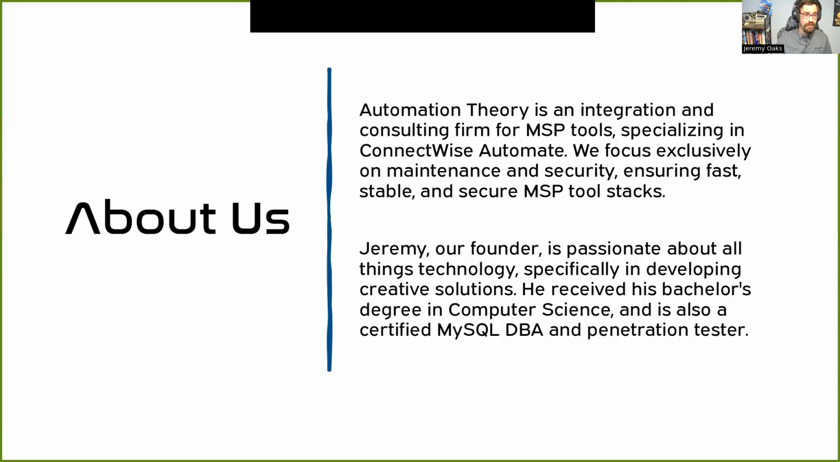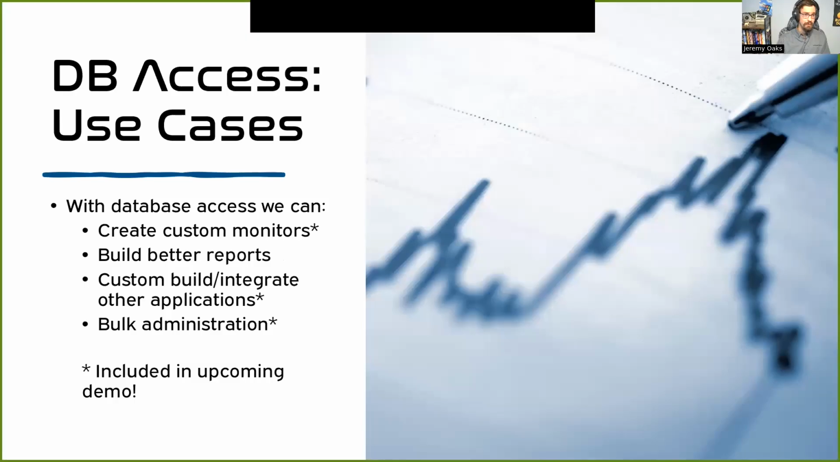So with that introduction out of the way, there are going to be four main categories for what you can do in the database as an MSP. The first one would be monitoring. If you've ever heard of a RAWSQL monitor, that is an internal monitor that's running a SQL query that you provide. And they are one of the most powerful features of Automate. We'll show those in our live demo.